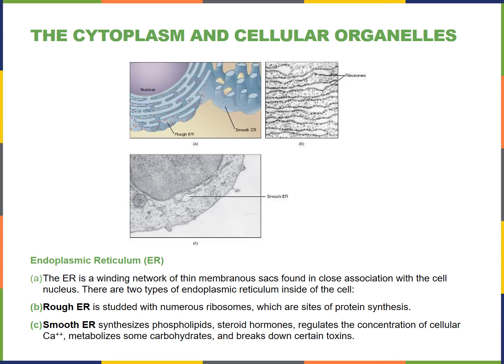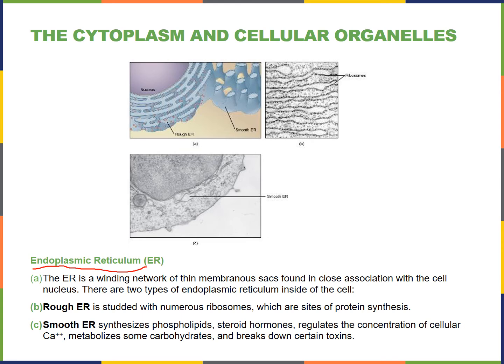So endoplasmic reticulum, as you know, we spoke about it before. This is like the kitchen that actually manufactures the protein. And along those huge kitchens, you have this experienced chef called ribosome that connects the protein together or makes the specific protein that the cell needs. So the endoplasmic reticulum is a winding network of thin membranous sacs found in close association with the cell nucleus. It has to be very close to the cell nucleus because it receives the orders from the cell nucleus.